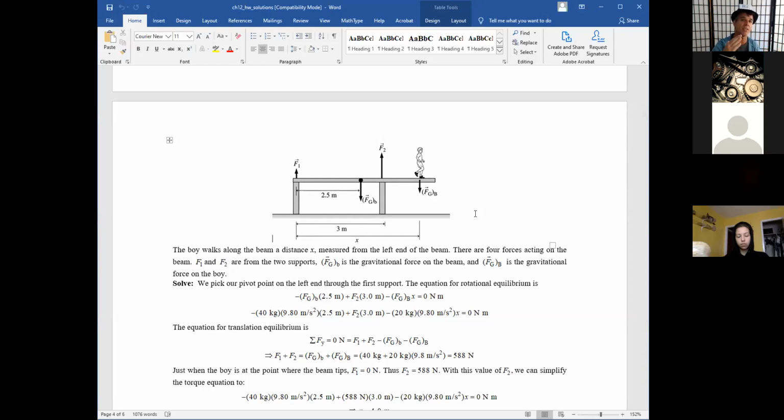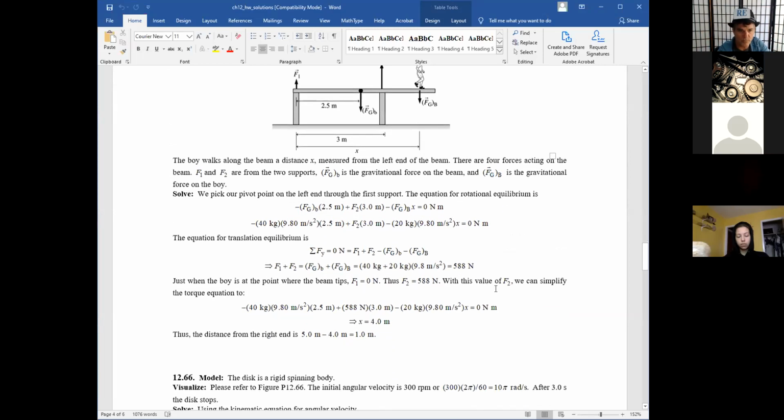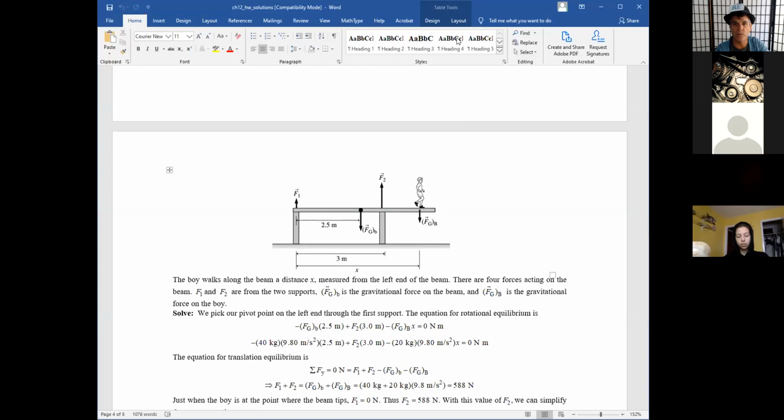So if I know an object's at rest and not accelerating, I know the sum of the forces on it has to be 0. And if it's not rotating, I also know the sum of the torques on it has to be 0 also. And that's all this problem is sort of getting at from a conceptual point of view.